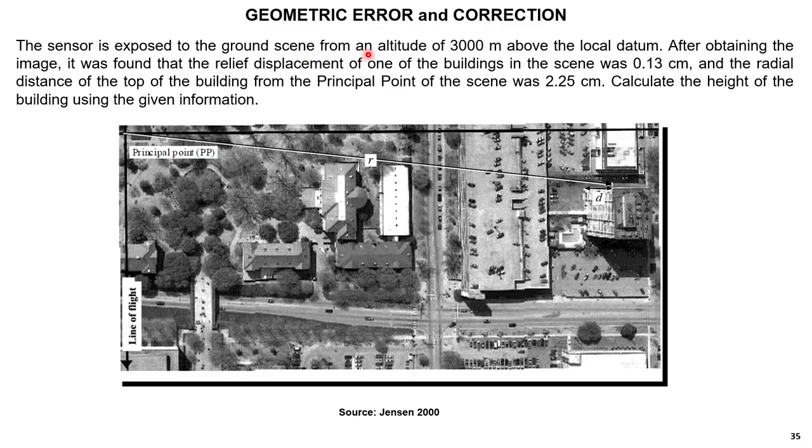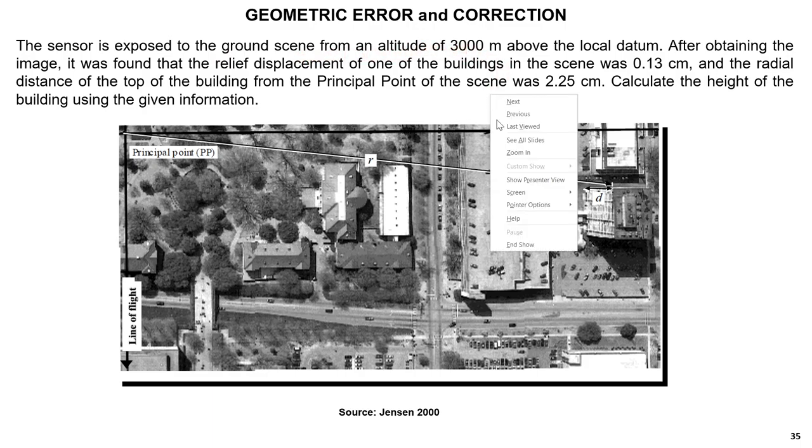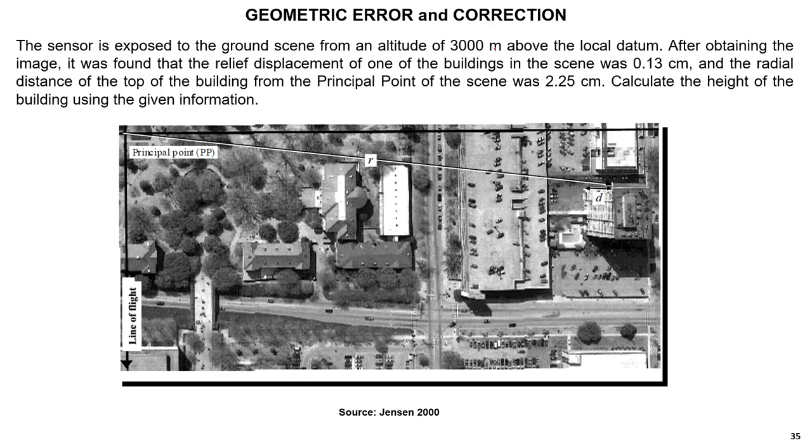The sensor is exposed to ground scene from an altitude of 3000 meters above the ground level. So this is your capital H that is given. And after obtaining the image, we measured this distance using the equipment that is available for photogrammetry, and we found the relief displacement to be 0.13 centimeters. So this is your small d, and they have measured this radial distance from the principal point also, and this was 2.25 centimeters in the photograph that they have captured. So this is your radial distance. Now can you calculate the height of the building?